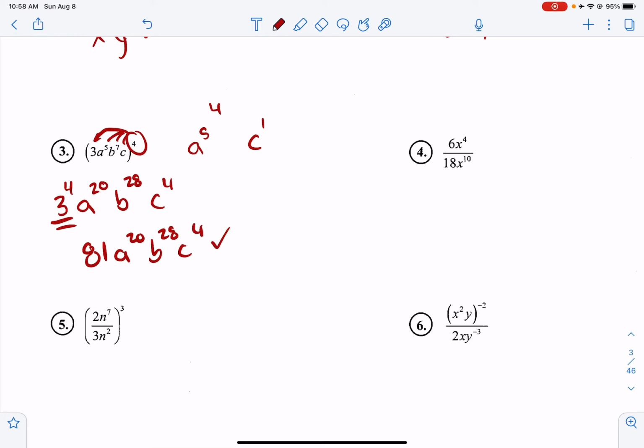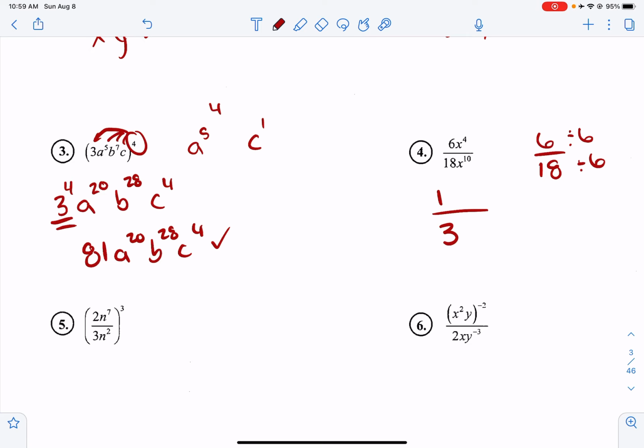So number 4, we're finally getting some division going on here. I've got a 6x to the 4th on top and an 18x to the 10th on the bottom. Still no plus, no minus, so I can use these rules. Well, first thing I'm going to do, go back to elementary school, 6 over 18. Well, maybe 6th grade, right? That reduces. They both divide by 6, don't they? So that reduces to 1 over 3. So I got rid of my 6 and my 18.